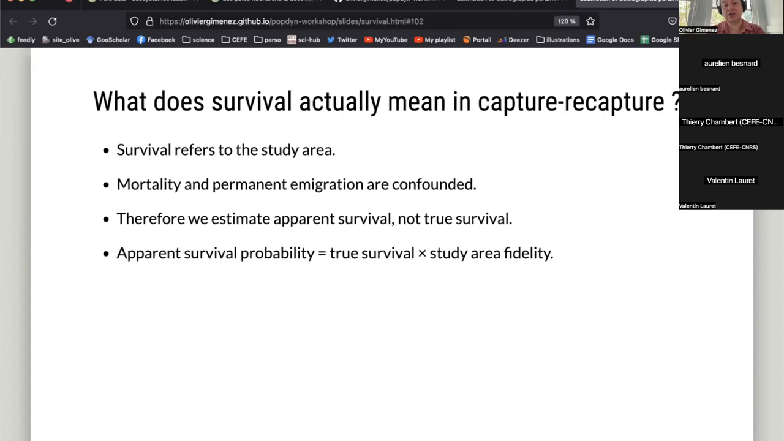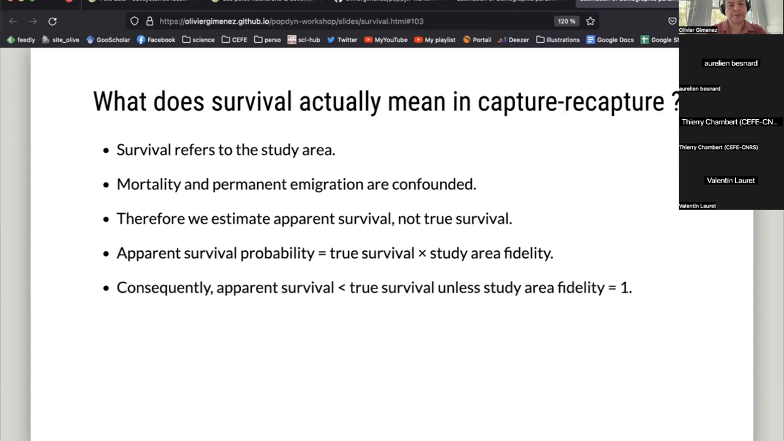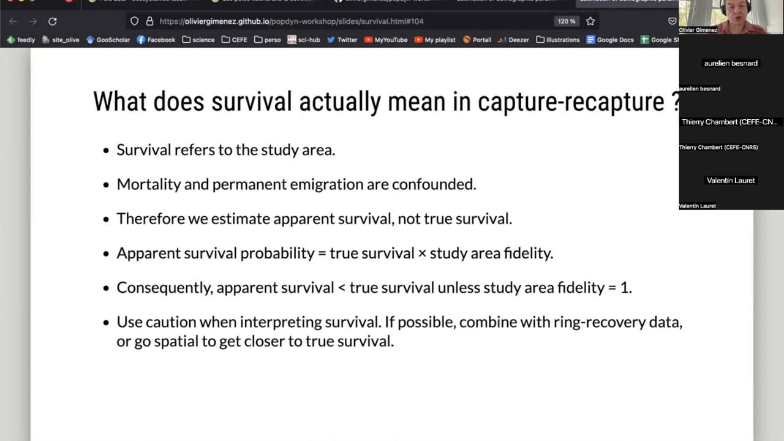If fidelity is one, or if permanent emigration probability is zero, then apparent survival is true survival. In general, apparent survival is less than the true survival, unless the probability of being faithful to the study area is one. So we should use caution when interpreting survival. It's not exactly true survival.